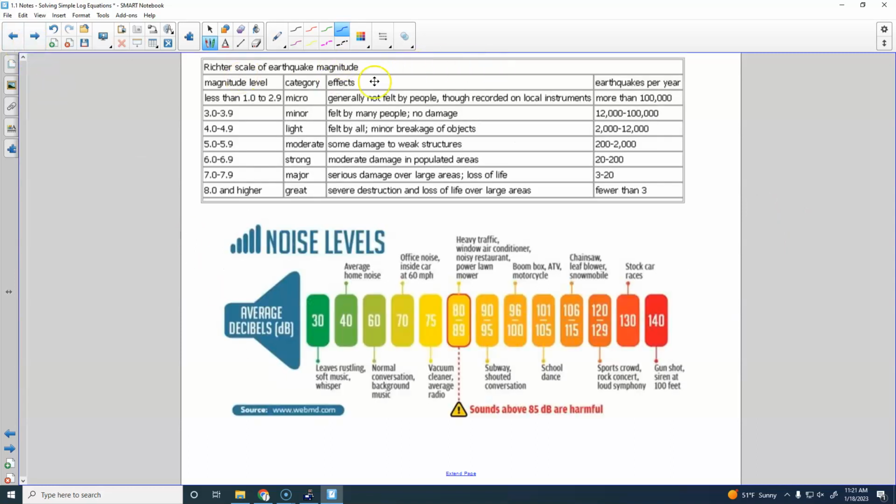So here is an example of the Richter scale. What's important to remember here is that when you're looking at logarithmic scales, each level is a certain magnitude higher than the next. So, for example, if we have a 3 to a 3.9, it's felt by many people, but there is no damage. So it's very minor.